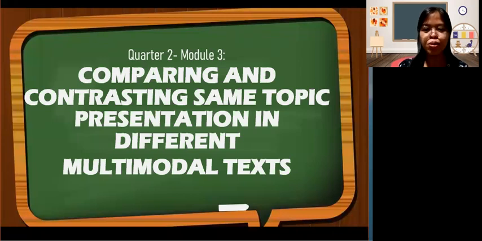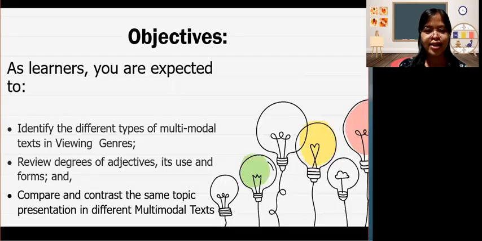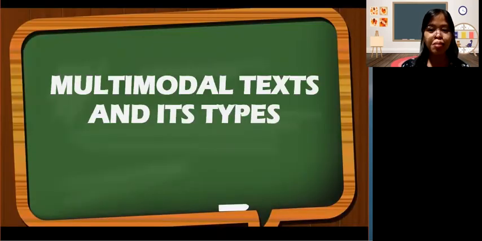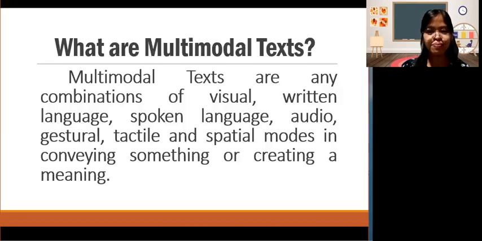Our topic is under the most essential learning competency in Quarter 2, Module 3: comparing and contrasting the same topic presentation in different multimodal texts. As learners, you are expected to identify the different types of multimodal text in viewing genre, review degrees of adjectives, its use and forms, and compare and contrast the same topic presentation in different multimodal text. So let us begin with multimodal text and its types.